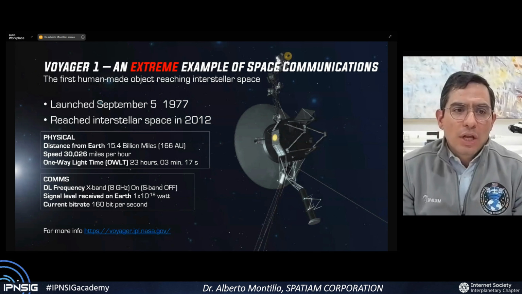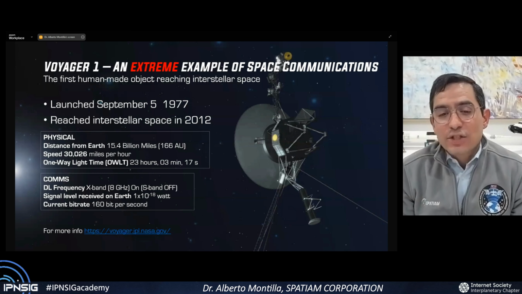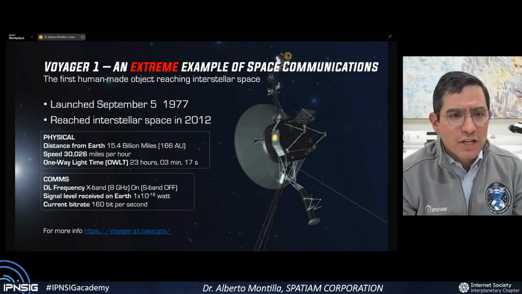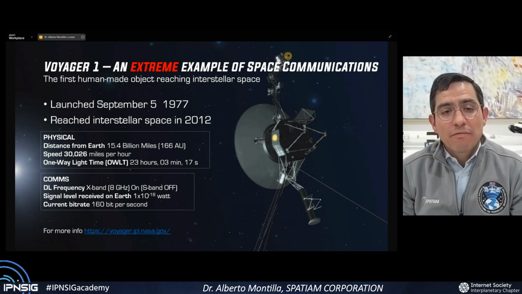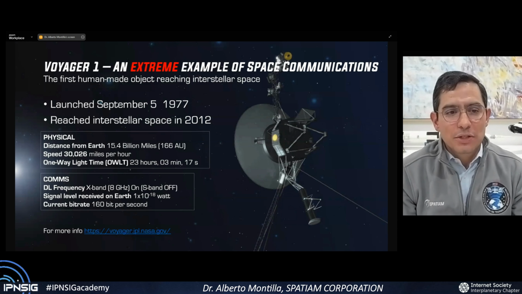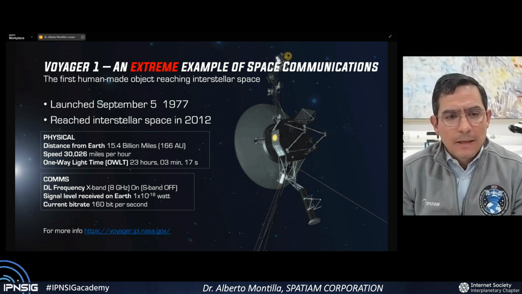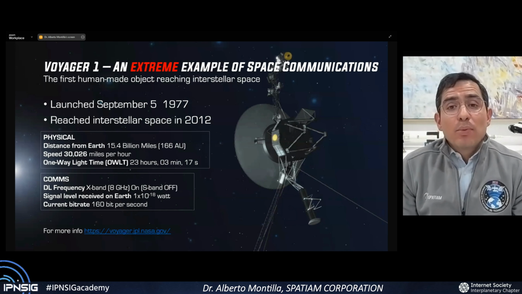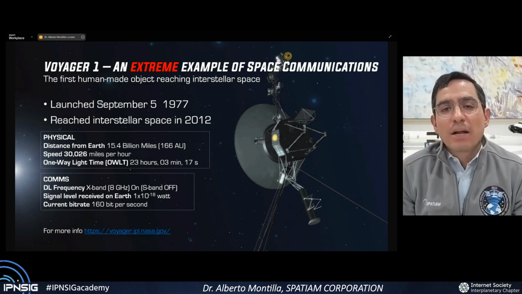But now, coming back to communications, I just wanted to let you know some of the very extreme measures that constitute the Voyager operations. The first one is the distance from Earth. It is more than 15 billion miles away. That's basically 166 astronomical units, and it moves pretty fast, around 38,000 miles per hour. And then one very important thing is that we have to wait close to 2 days to see if we're able to communicate with Voyager.